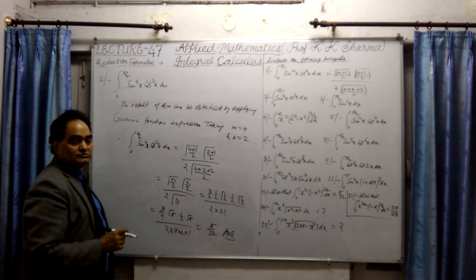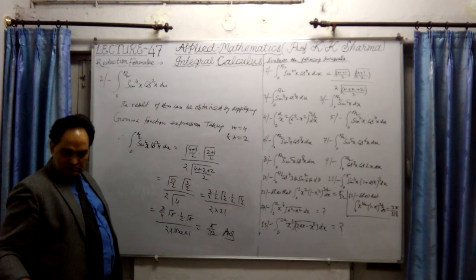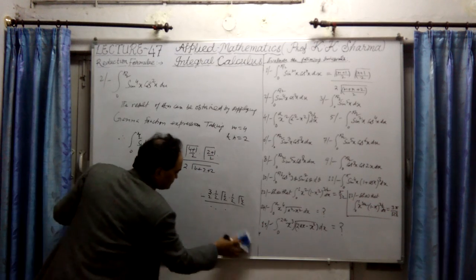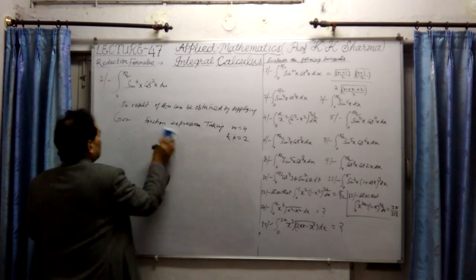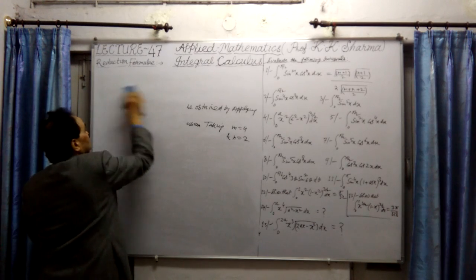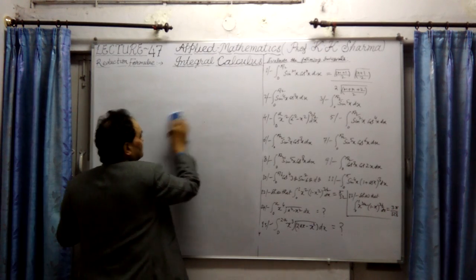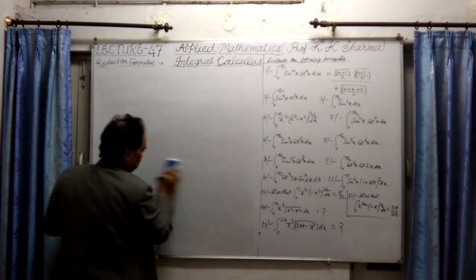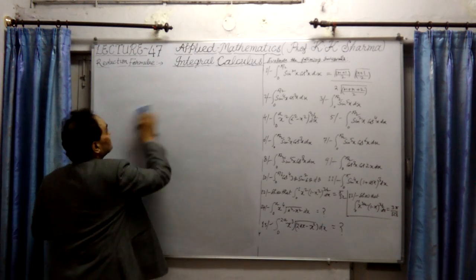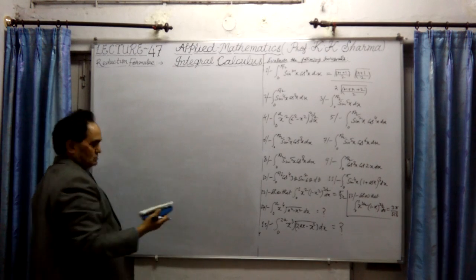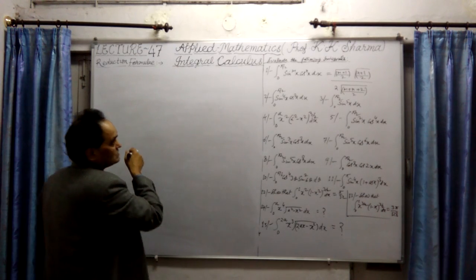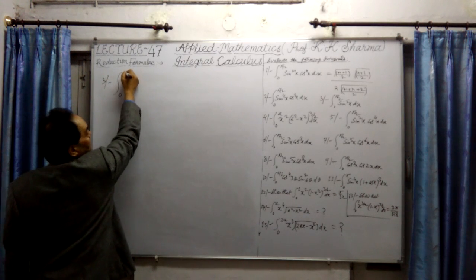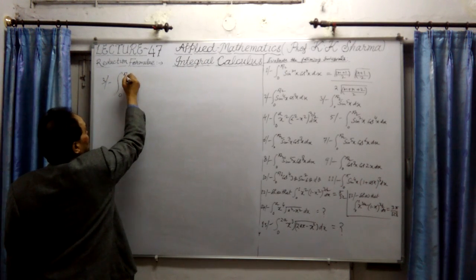Question number second is done here. Let me take the next question. Okay, question number now third. What is that? Question number third is the integral of sin of a from 0 to pi by 2.